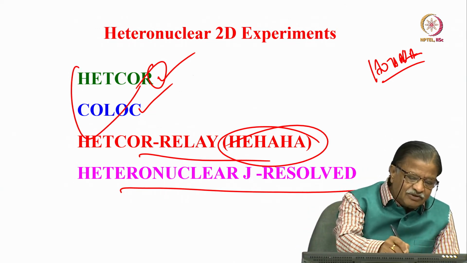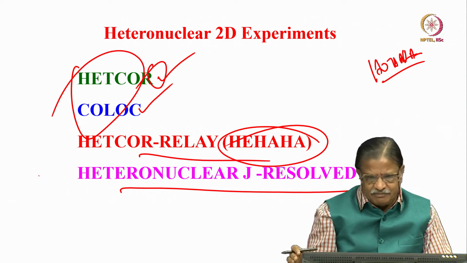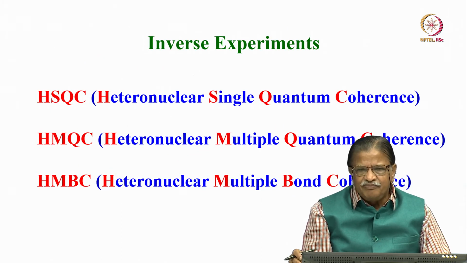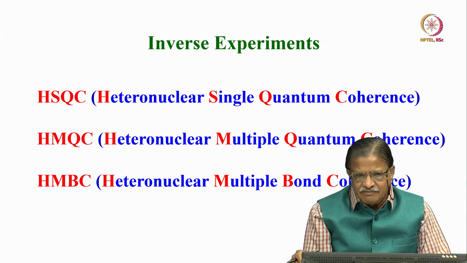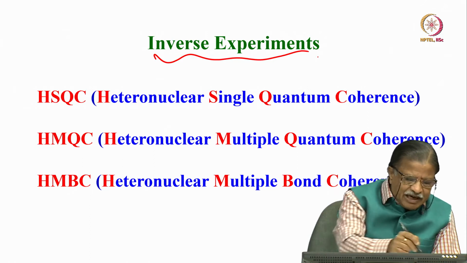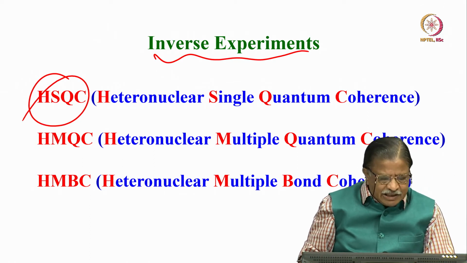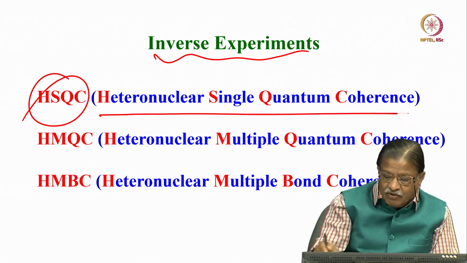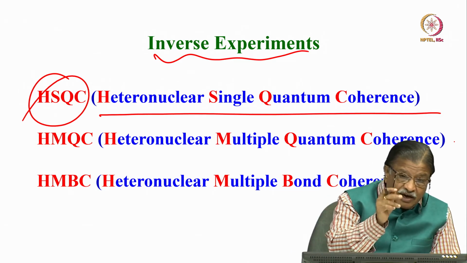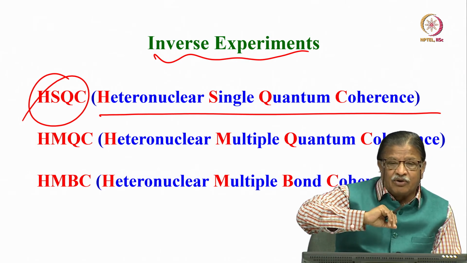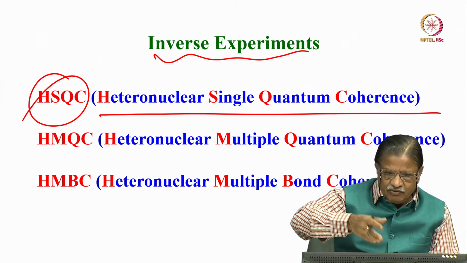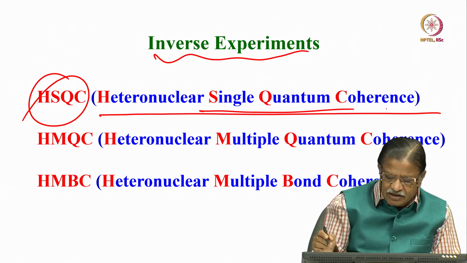As I said, these two experiments take an enormous amount of time. Nowadays, people don't use this type of experiment at all, and for that new experiments have been designed. They are called inverse experiments. An example is HSQC, heteronuclear single quantum correlation, where you can correlate the chemical shift information of heteronuclei, for example carbon to proton, which are directly bonded, a one-bond correlation.